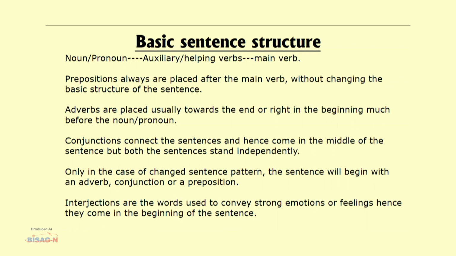So all the sentences that you form in English language, they are formed with this basic sentence structure, which is noun, pronoun in the beginning. The sentence can either start with a noun or it can start with a pronoun. That is a must. Then the sentence later on will have auxiliaries or helping verbs. Then it is going to have a main verb. Let's just take an example, if we can, to help you understand how this structure works.